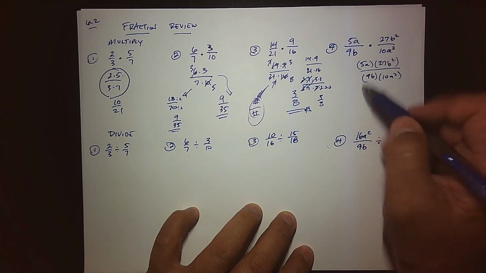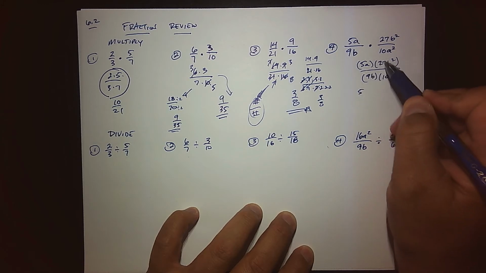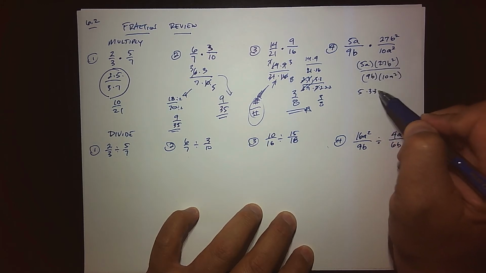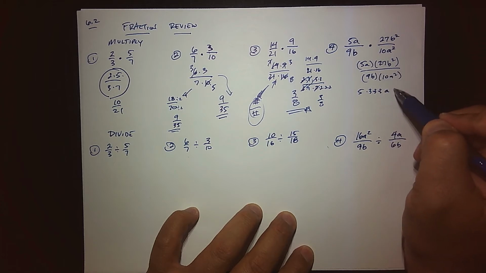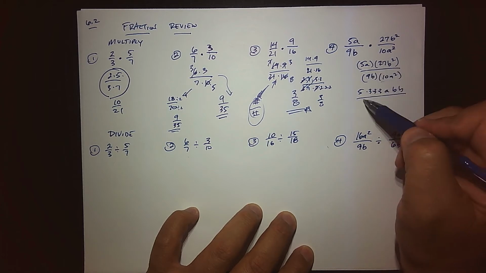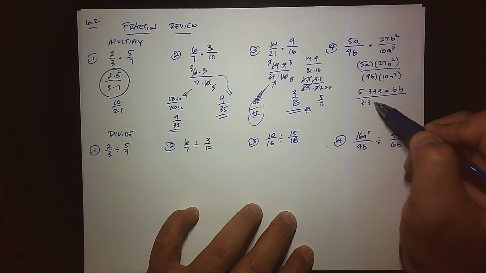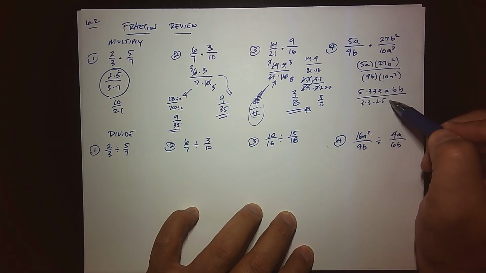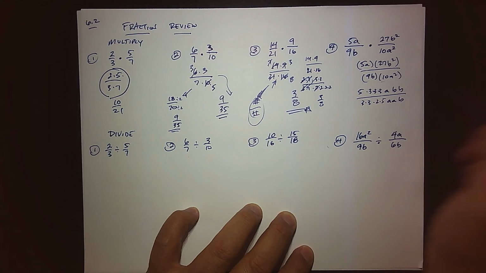If you want to break everything down on the top, I have a 5. 27 is 3 times 3 times 3. I've got an 8, and I got a couple of b's up there. Down below, 9 times 9 is 3 times 3. 10 is 2 times 5, and I got a couple of a's and a b.